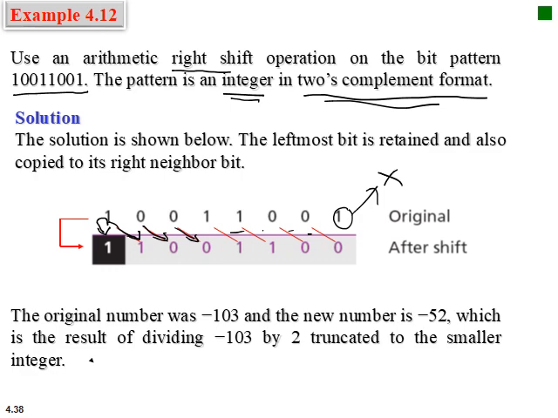So let's test this. Let's make sure this is in actual fact correct. This original number over here, 1001101, actually represented minus 103. So let's do a little bit of revision for 2's complementing.